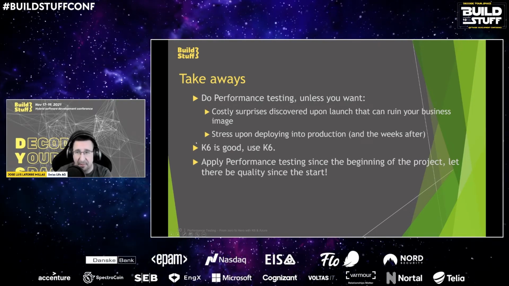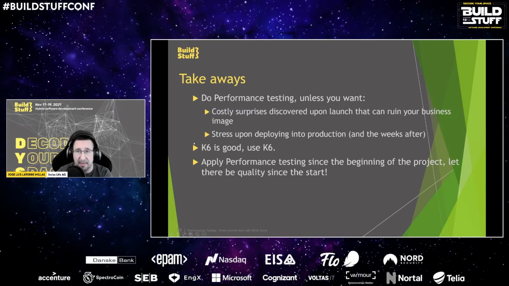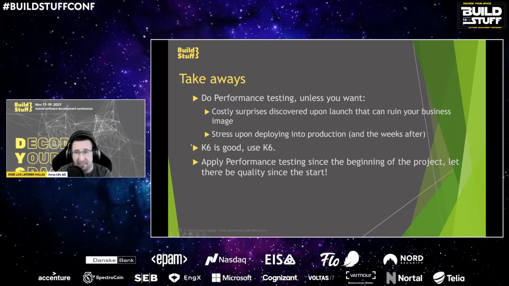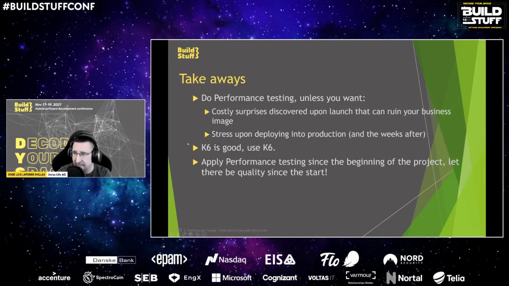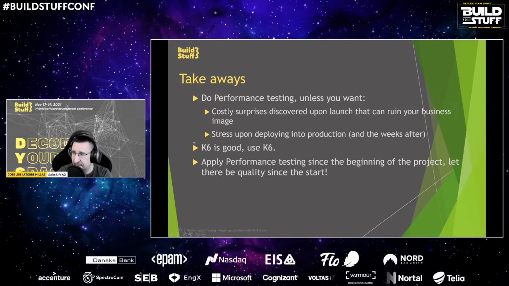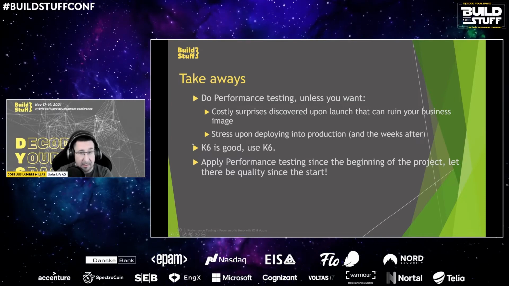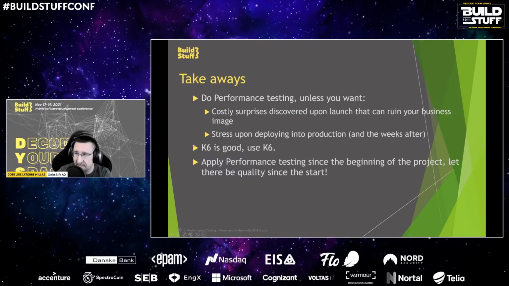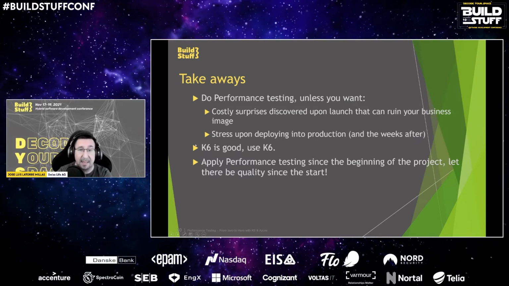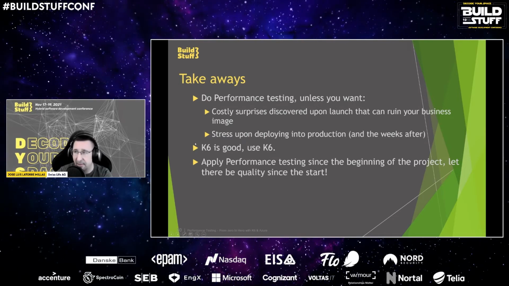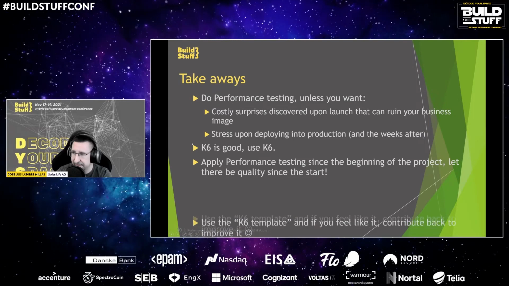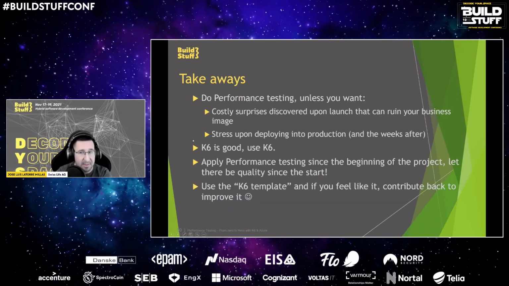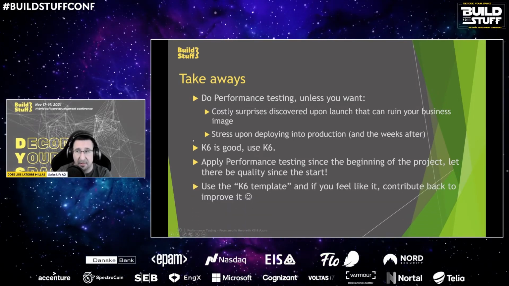But if you are going to start a project and you know what the SLA is in terms of users and spike of users, try that. It will tell you a lot. And you may have to change the architecture of your project because of that. And that is good because you can do that at the beginning and not later on and have to change a lot more things, which will cost you time and money. And of course, use the K6 template, and if you feel like it, contribute back to improve it.